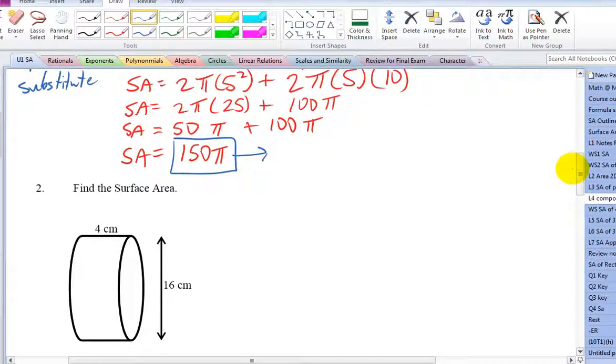Okay, let's try the next one. What do we start with? Anna? Starts with an F. It's that F word. Not that one. Formula. Okay. Surface area equals 2 pi r squared plus 2 pi r h.